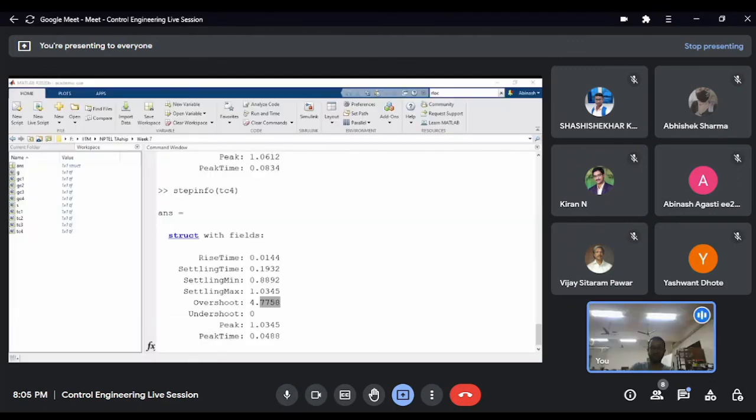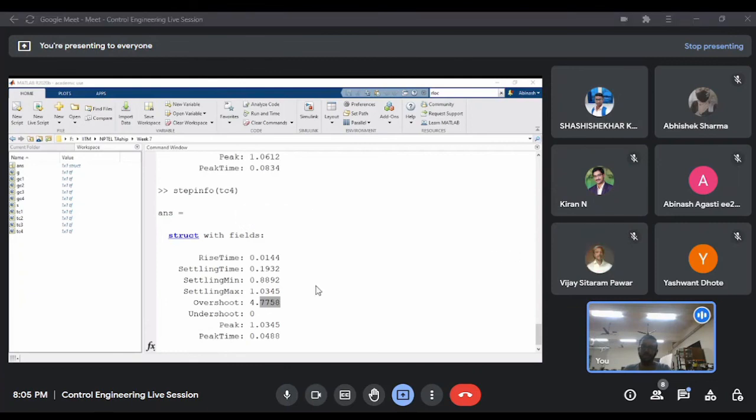So with this, the final, I'll share this screen again. Yeah. So with this controller, that is with KP13, KP78 and KD30, we get our desired response. MATLAB file with us. Yeah, I'll attach it with the slides.